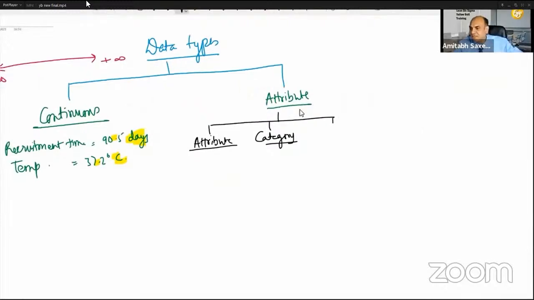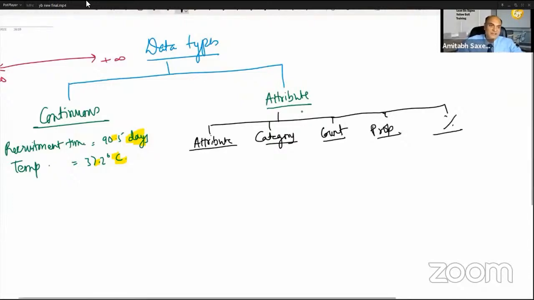Can you tell me anything which you cannot measure? Can you give me an example? First of all, you should not be able to give an example because you should have been convinced by now, but some people are still in doubt. Satisfaction, helplessness. Okay. Gender. Gender is so easy. Male and female, I can categorize them. Proportion and percentage. Very good.